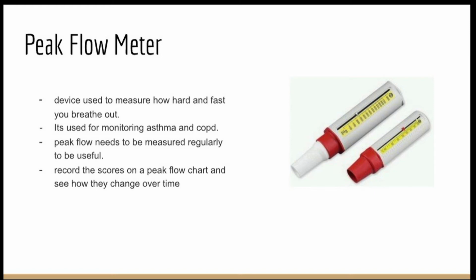The doctor will use the personal best peak flow rate to calculate the zones in your asthma action plan. So, the peak flow needs to be measured regularly to be useful. Record the score on a peak flow chart and see how they change over time.